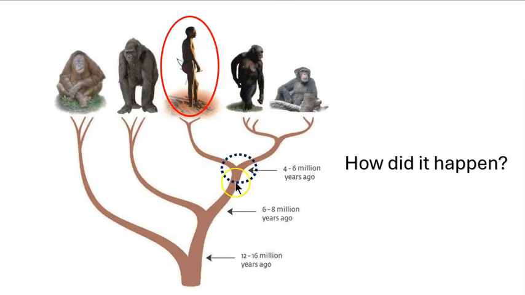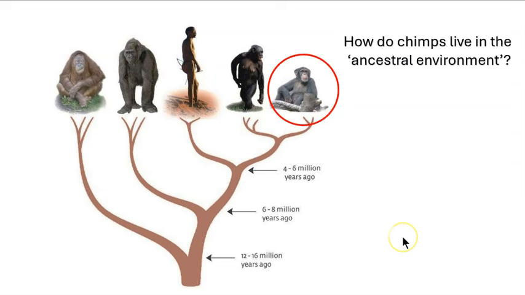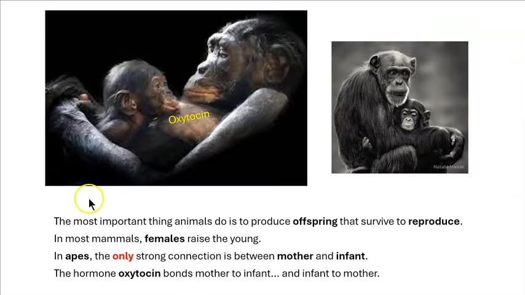So how did this branching happen? Well, before we address that, it's instructive to learn a little bit about how chimps live in their own habitat, which is equivalent to the ancestral environment. Well, here we've got a picture of a chimp, mother chimp and her baby, and here's another one over here. The most important thing animals do is produce offspring that survive to reproduce. In most mammals, females raise the young.